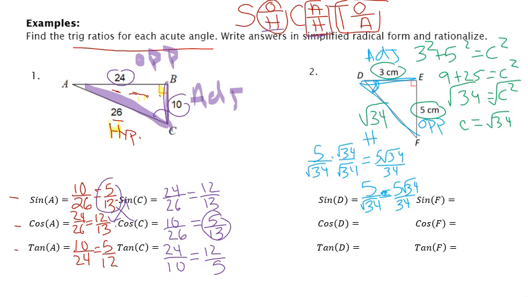For cosine, that's going to be 3 over root 34, or 3 root 34 over 34. And then for tangent, that's going to be 5 over 3.